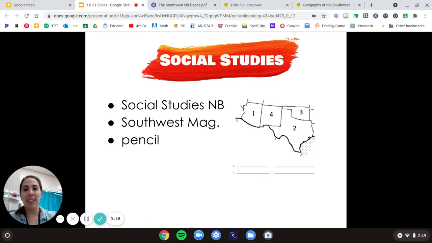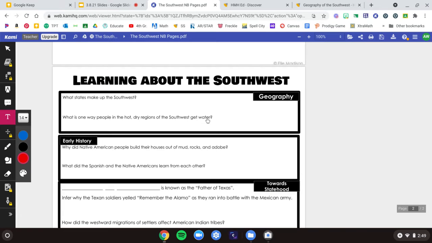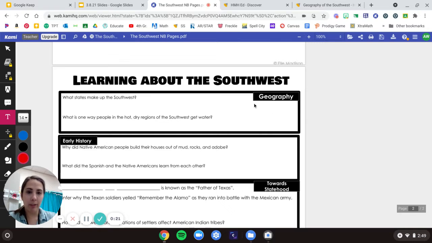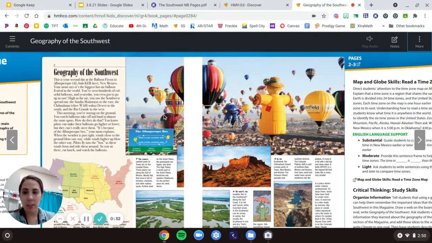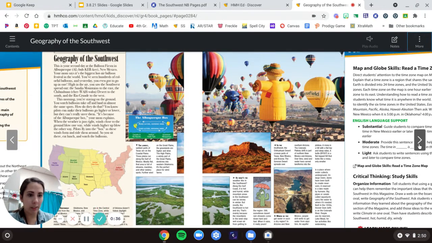Okay. Then next we used our magazine and our notebook page. What we did was we read the geography section, answered the 2 questions, and then we read the early history and read the 2 questions. So in your magazine, read these 2 pages, all the captions, everything.